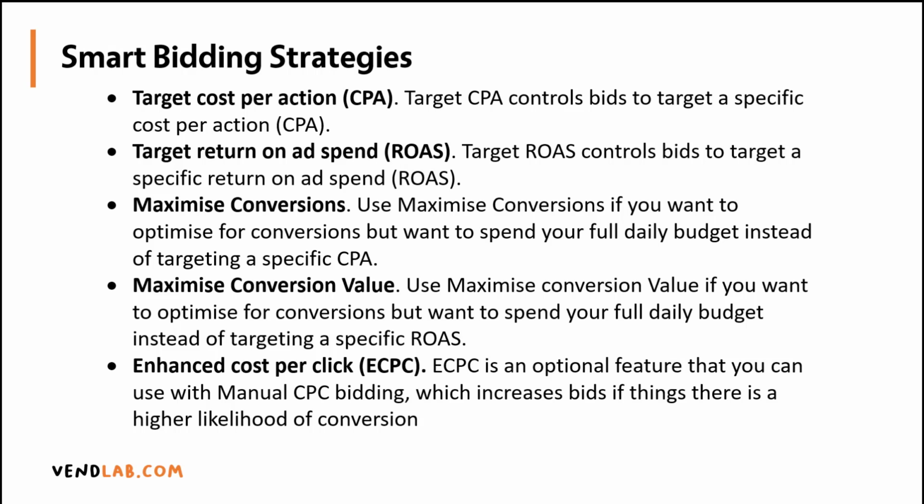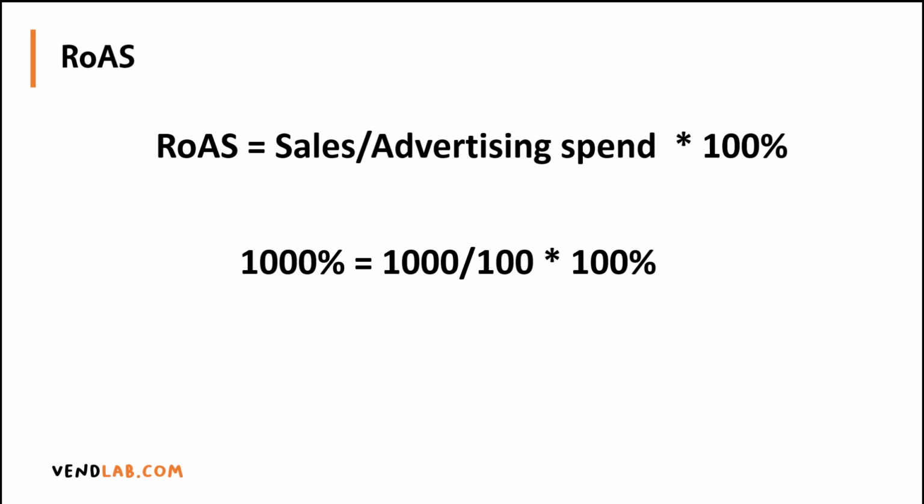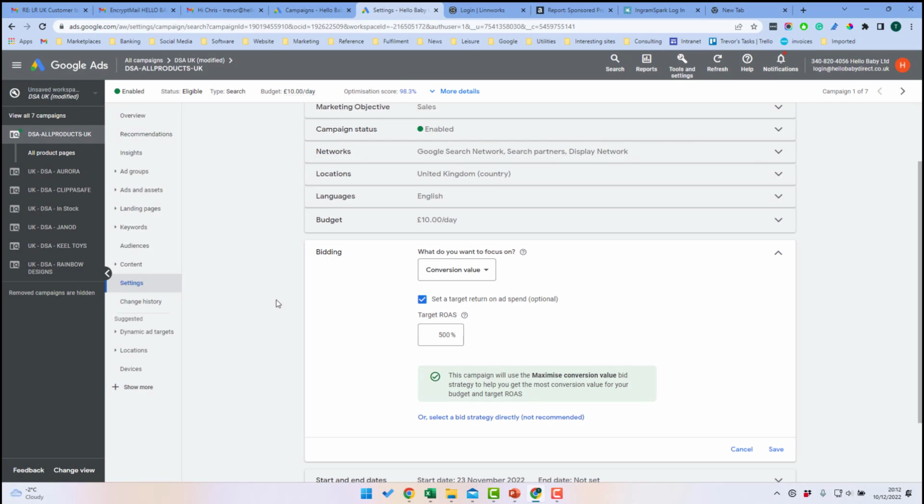Also, there's enhanced cost per click. This is an option which you can add to manual bidding. Google uses enhanced cost per click. Then if it sees a good opportunity, it will go above your maximum cost per click. So ROAS, just to recap, is the sales divided by the advertising spend times 100%. So if you wanted a ROAS of 1,000%, that would, for example, be sales of £1,000 on costs of £100 times 100%.